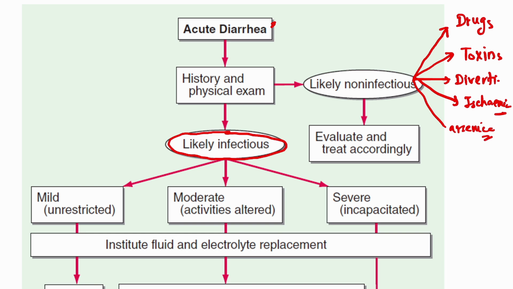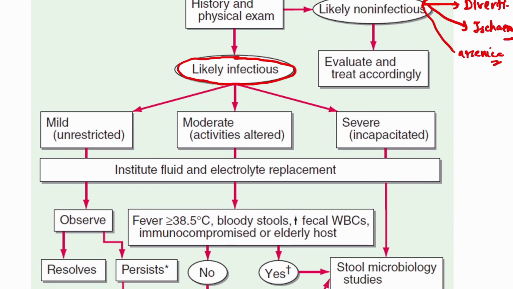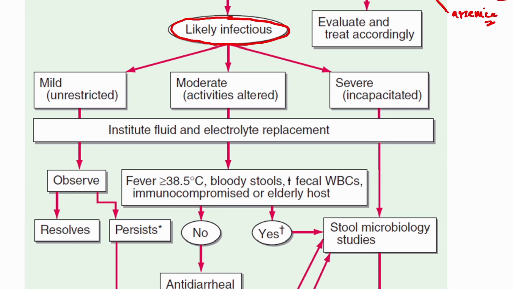In these cases, first of all you will do the categorization. You will categorize whether it is mild, moderate, or severe. Severe means incapacitated, the patient is not able to go to work, he is not able to get up from the bed per se. Moderate means the activities are altered, he has to take frequent breaks. Mild means unrestricted, the frequency is not much, there is no fever, there is little or minimal vomiting, means the movements and the work are unrestricted. So mild, moderate, severe diarrhea you have to categorize.